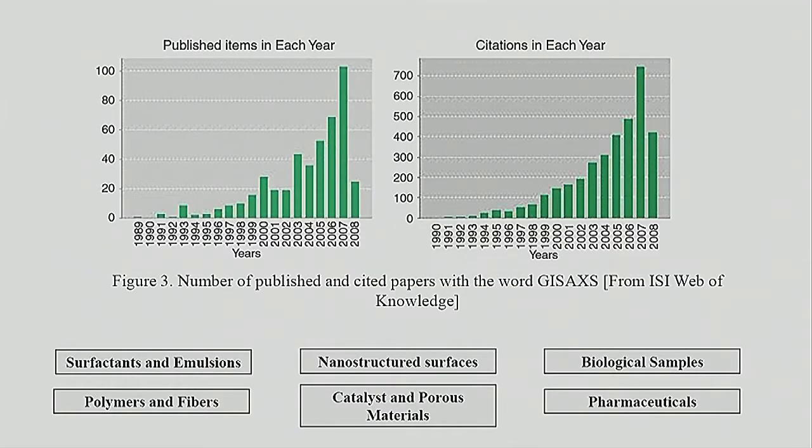So this slide shows a graph that lists the number of publications that have used this technique. So the first time that the technique was used was in 1989, and we can see almost an exponential growth in the use of the technique. And this is because it's a really powerful tool to probe different kinds of materials, including surfactants and emulsions, nanostructured surfaces, biological samples, polymer fibers, and so on.